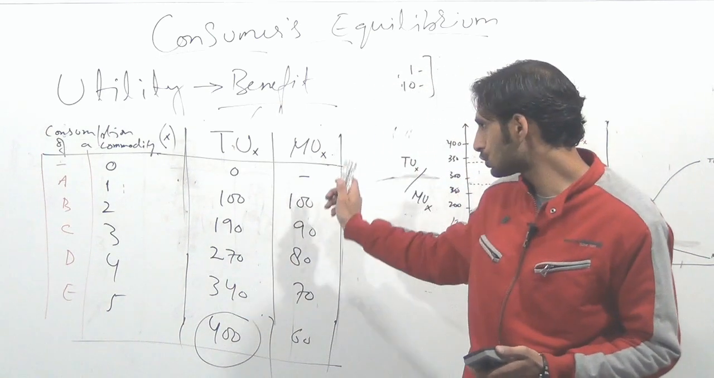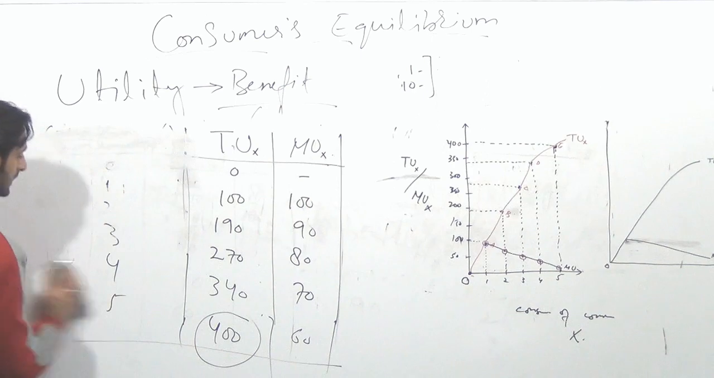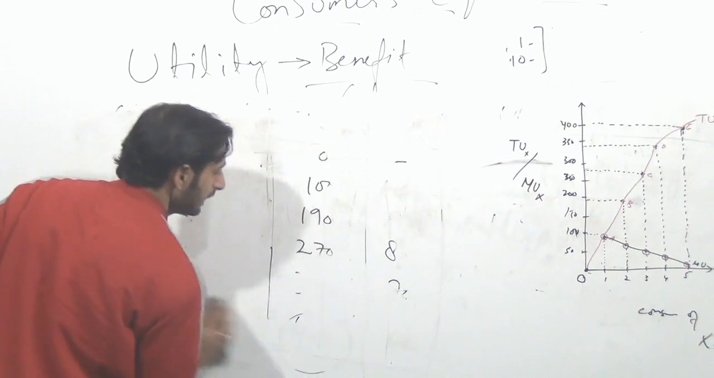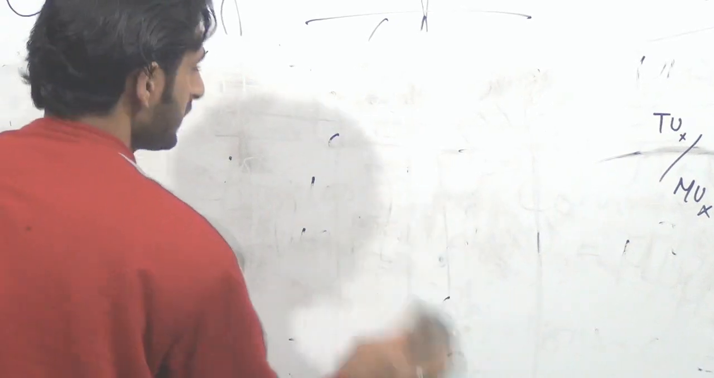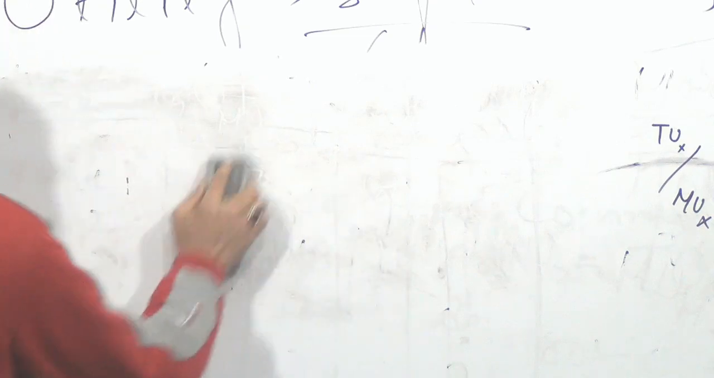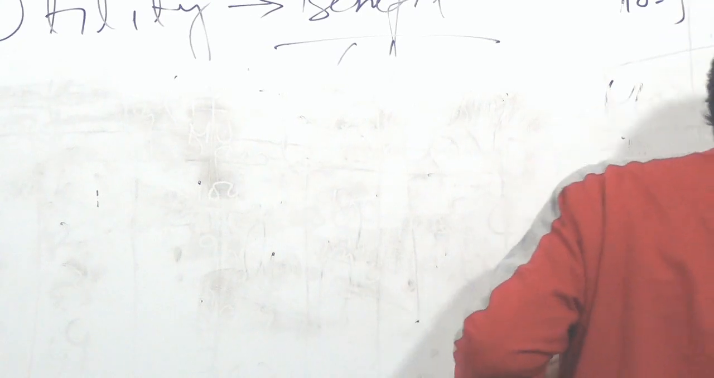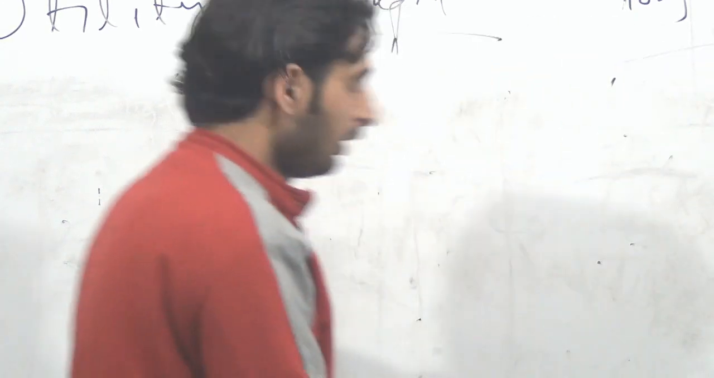We may add a few points to this schedule, or we may make a new schedule in order to understand it at a bit higher level, so that we may be able to establish a relationship between the total utility derived from all the units consumed and the marginal utility derived from each and every successive unit of consumption. I will take a simple schedule here.